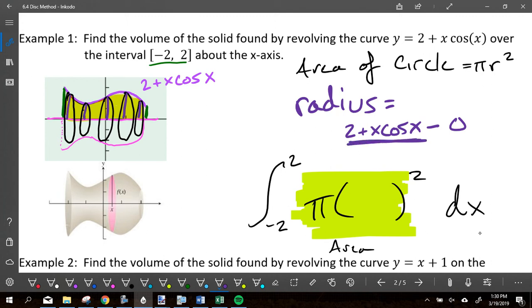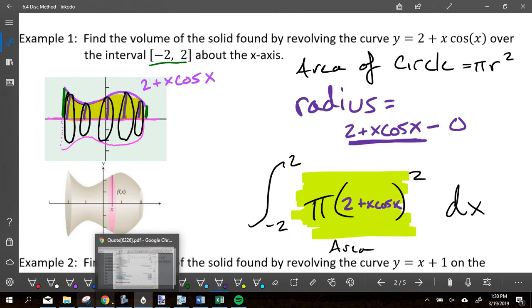That's what my radius is going to be, and so right here inside the parentheses, I'm filling in that. 2 plus x cosine x, all squared, times pi. Integrate that thing. Use your calculator. Make sure you can do this. The number one mistake you're making today is, can I type that into my calculator correctly or not? Try it.